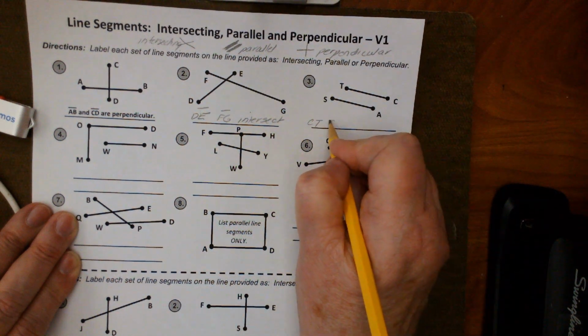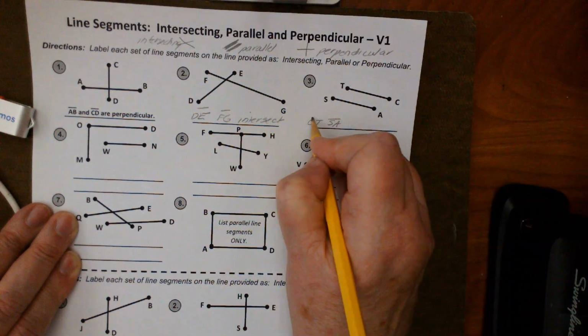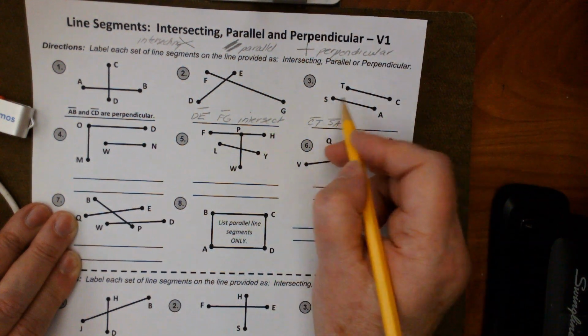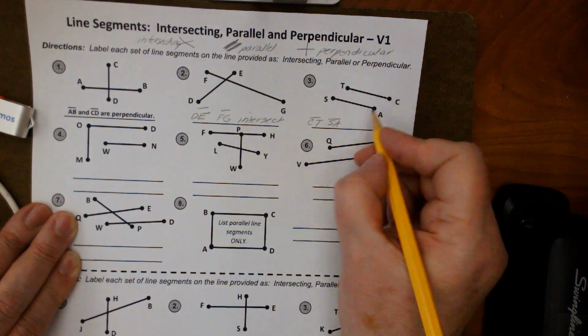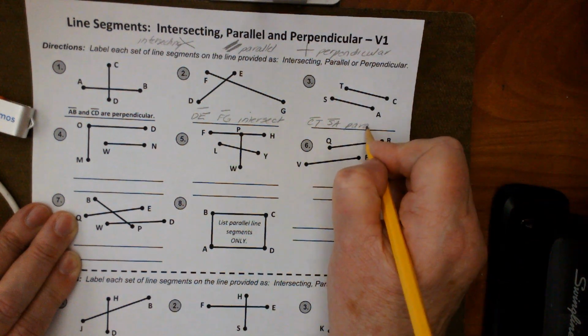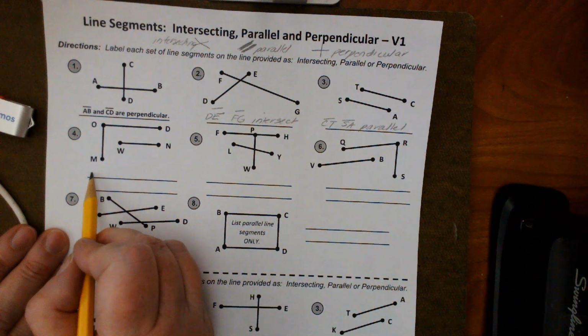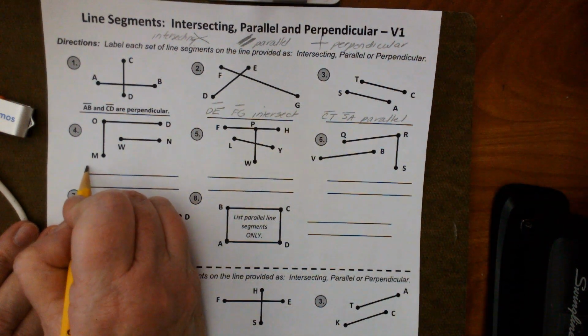Then we have CT and we have SA. And remember, it could be TC or AS. It doesn't really matter. These are parallel. Okay?